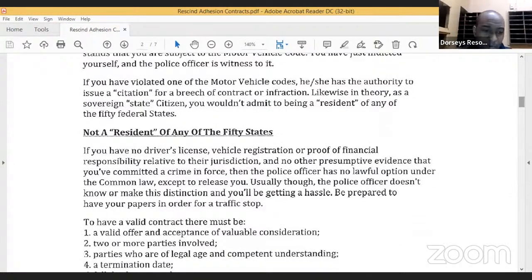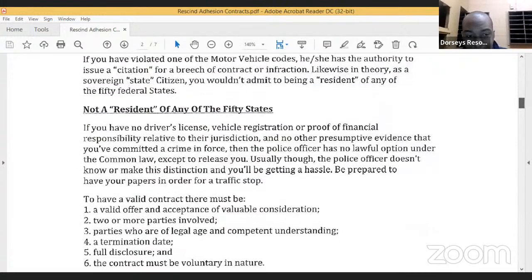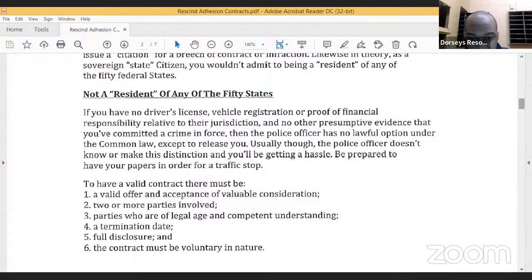So once again, to go to this paragraph, you're not a resident of any of the 50 states if you have no driver's license, vehicle registration, or proof of financial responsibility relative to their jurisdiction, and no other presumptive evidence that you've committed a crime in force, then the police officer has no lawful option under the common law except to release you. Usually though, the police officer doesn't know or make this distinction, and you will be getting a hassle. Be prepared to have your papers in order for a traffic stop.